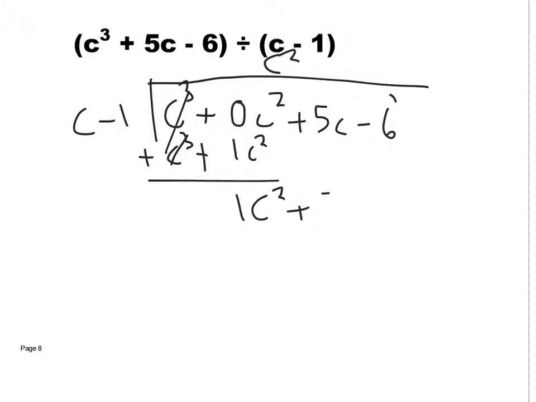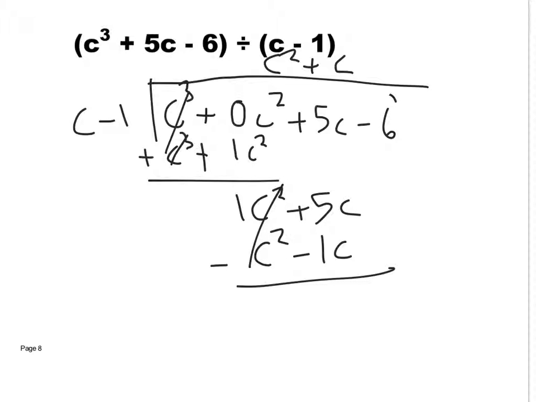Then I drop down the next term. What do I need to times c by to get c squared? c. Okay. So c squared minus 1c. I subtract. That cancels. What's 5 minus negative 1? 6c. So then I drop the 6. What do I times c by to make it 6c? 6.